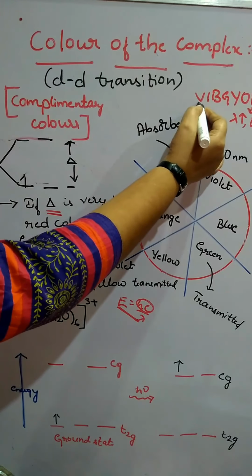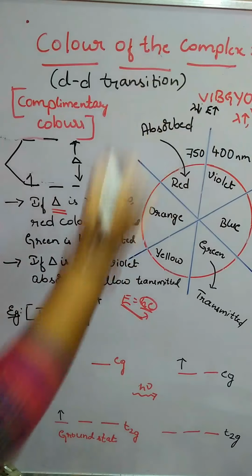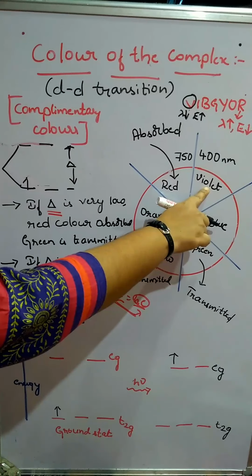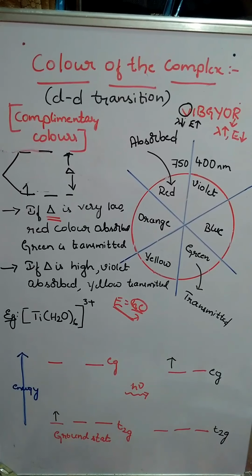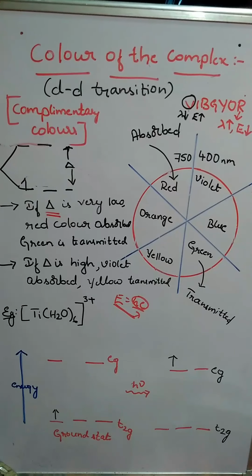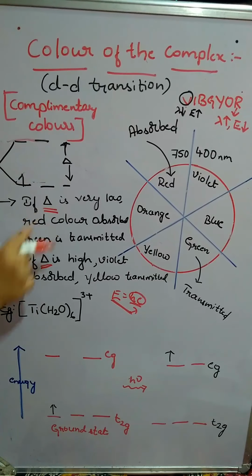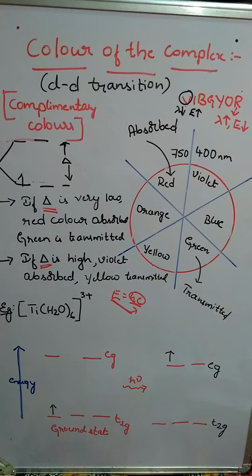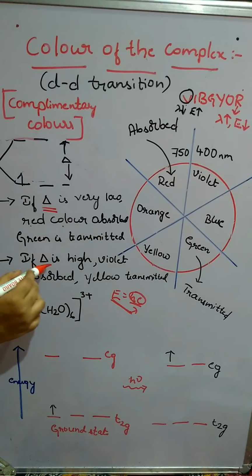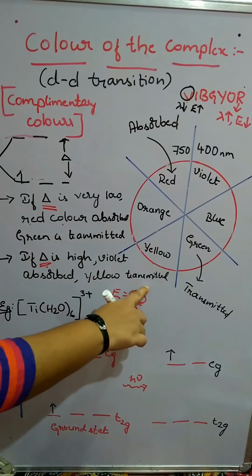Higher energy means violet, since the wavelength is less and the energy is more. So it absorbs violet radiation, and if it absorbs violet radiation, it will appear as a yellow color. So remember, in the case of the color of a complex, crystal field splitting is very important. If the crystal field splitting energy is very less, then red is absorbed and green is transmitted. If crystal field splitting is high, then violet is absorbed and yellow is transmitted.